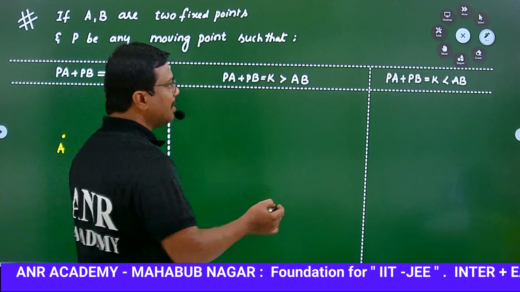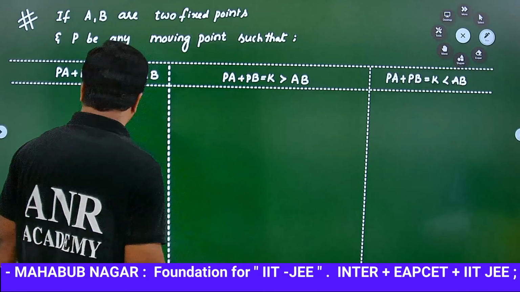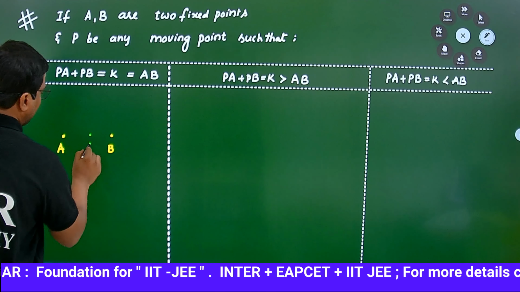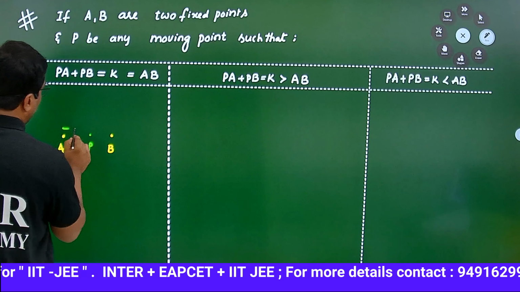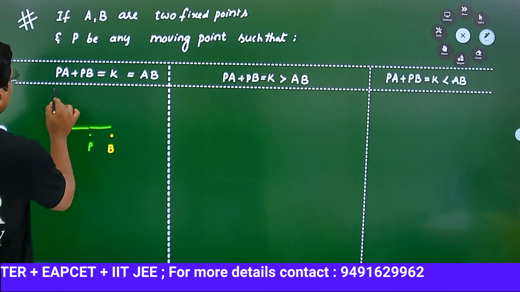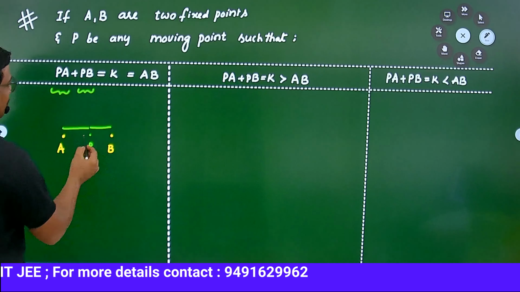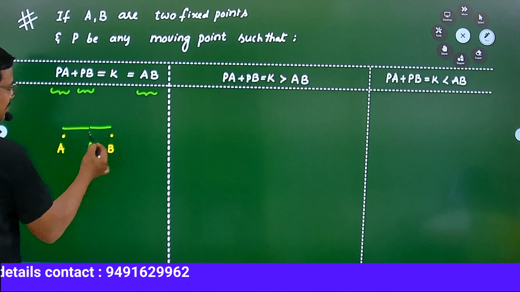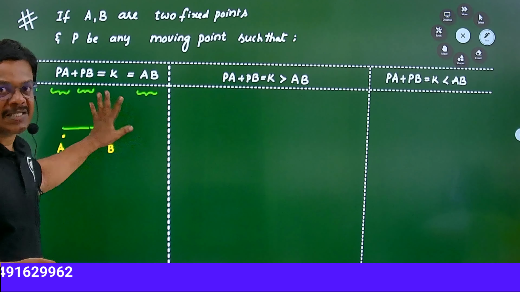Suppose that if I select a point P here, then observe, suppose if it is P, then what happens? The distance from P to A and P to B, if you add these two, PA distance and PB distance, then what we get? AB. Yes, sum of these two become the length AB here, so that this point is suitable for this condition.